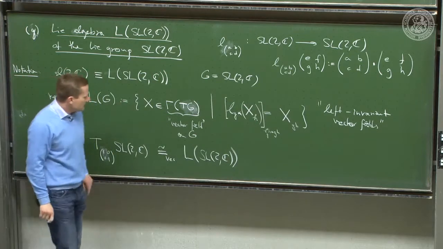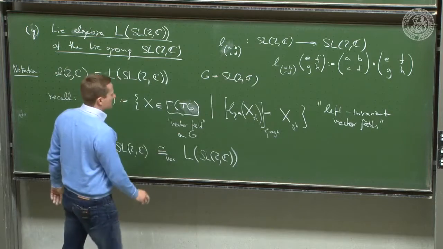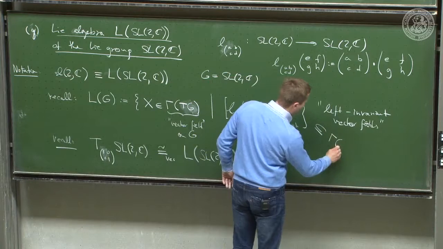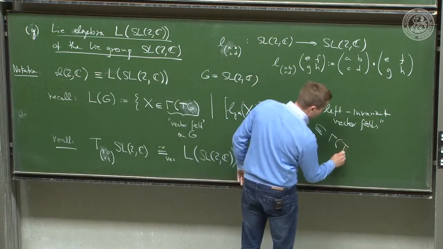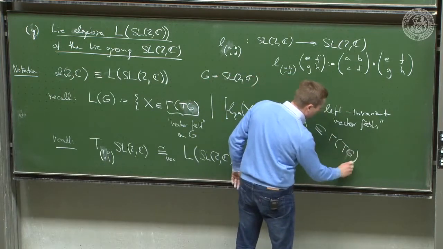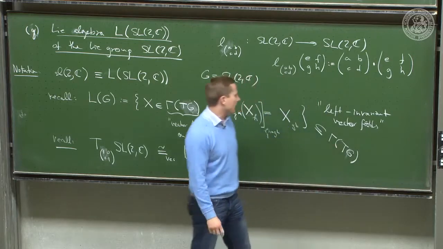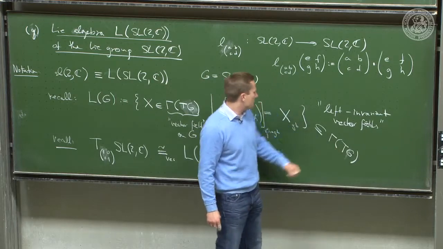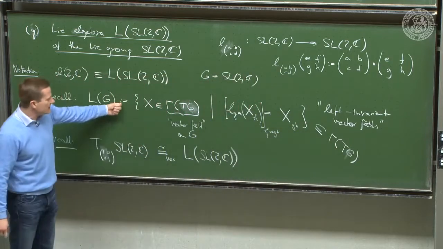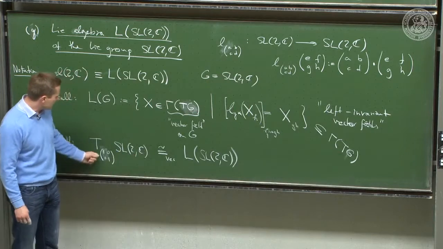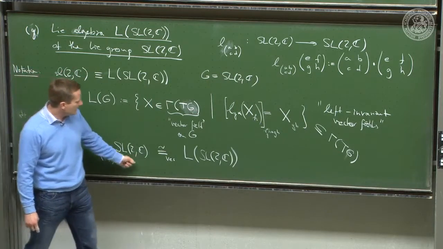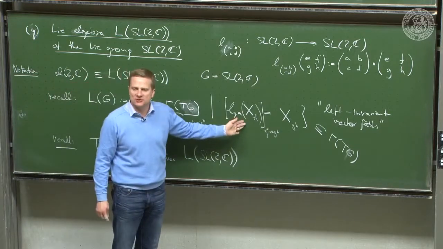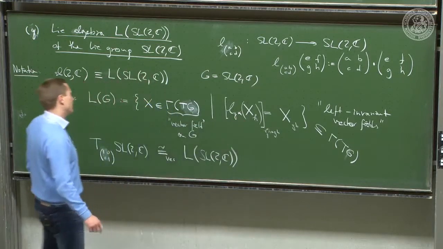But how can it be that this, after all a sub-vector space of all vector fields, as an R vector space, or in this case as a C vector space, is infinite dimensional, but we saw that this is finite dimensional. Indeed, SL2C is three-dimensional, so the tangent space is three-dimensional. How can it be that as vector spaces they're isomorphic? Well, this is a very strong condition, the left invariance.